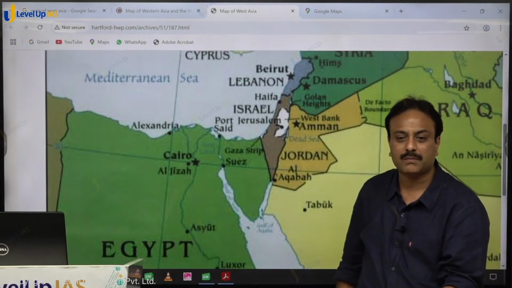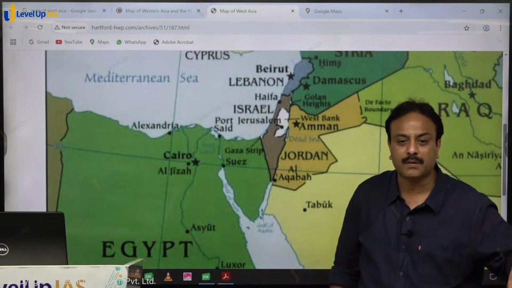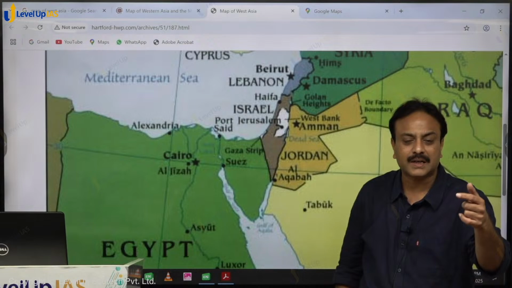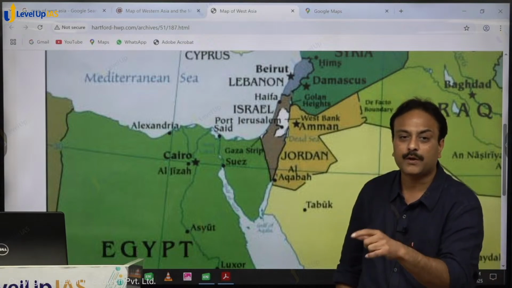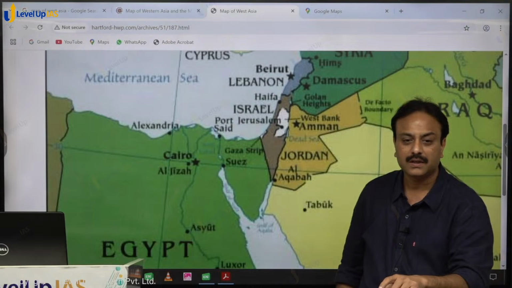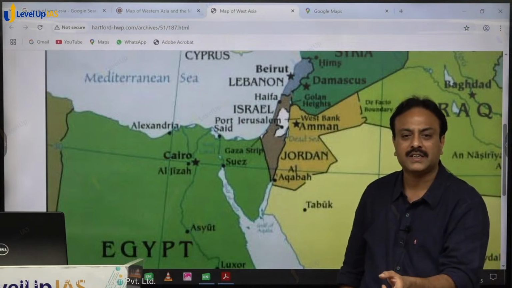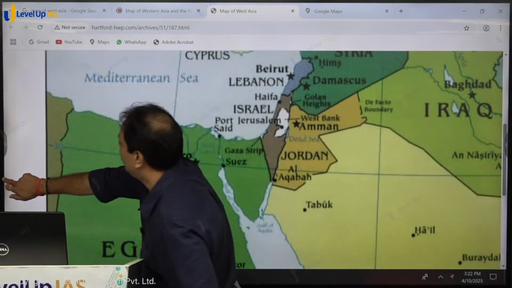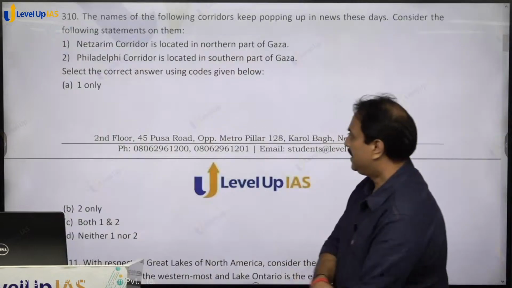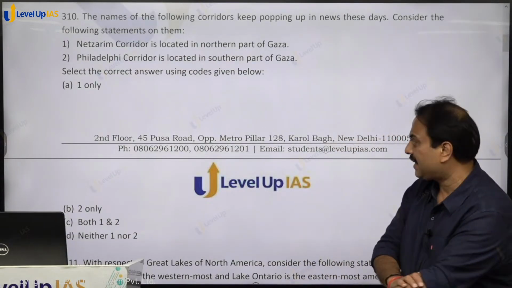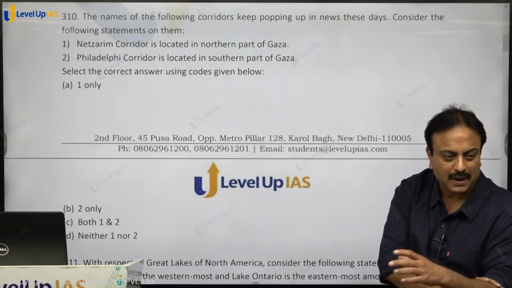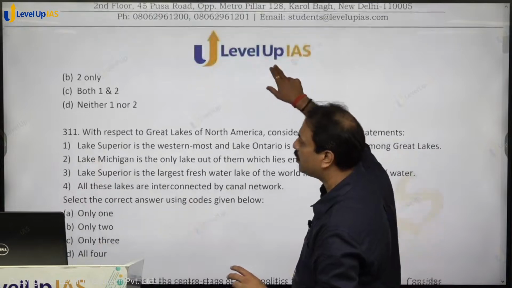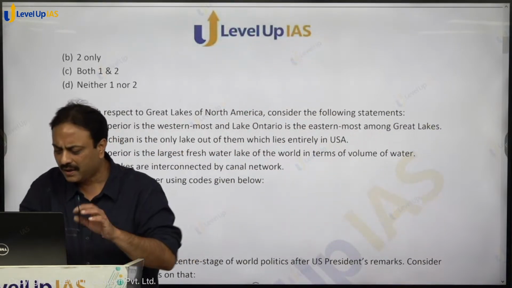Israel is withdrawing the forces from the northern part, allowing the people from the south to return to the north through the Netzarim corridor. At the Philadelphia corridor, Israel has removed the soldiers from there to allow humanitarian aid to flow into Gaza. So these corridors, Philadelphia corridor and Netzarim corridor, are all in the news. You need to know about them. Netzarim corridor is located in the northern part of Gaza, correct. Philadelphia corridor is located in the southern part of Gaza, also correct. Both the statements hold true. Option C, C for cat, both 1 and 2, will be the right answer to this question.